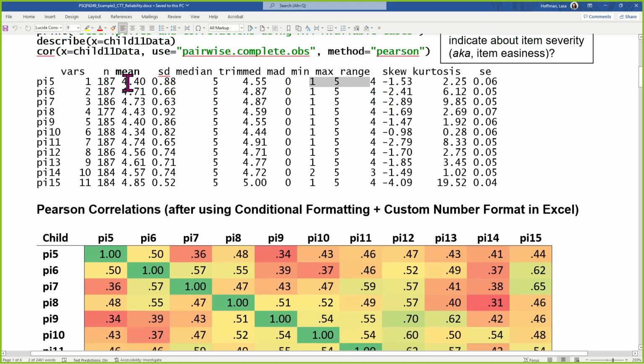So what do you think about this distribution of means? What does this tell me about the distribution of these item responses? You think they're normal? No. They can't be. They've got to be skewed which way?